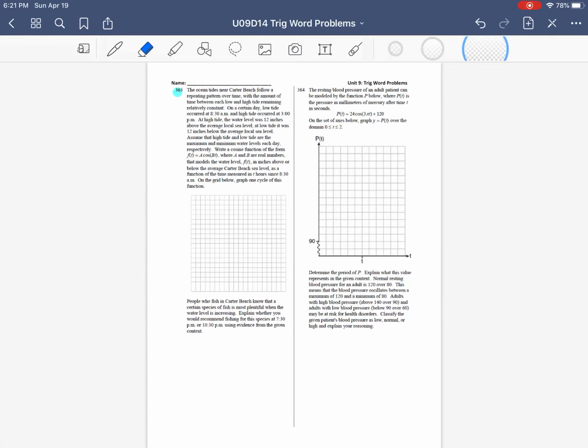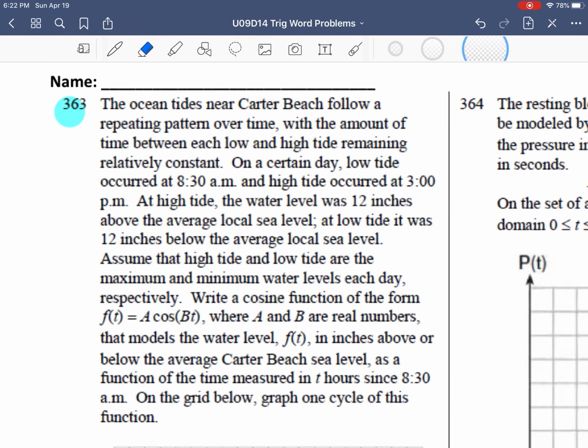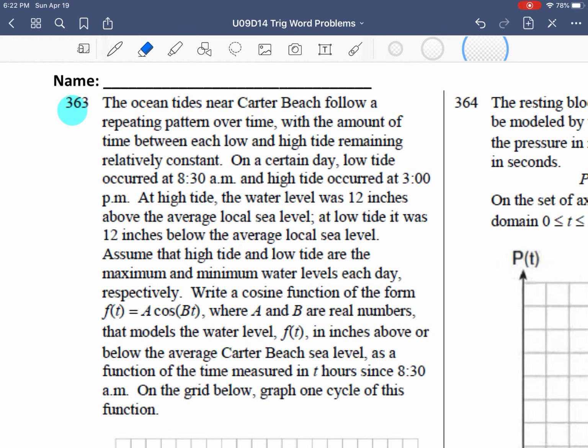Okay, we're on to page 3 of our assignment. We're going to be taking a look at problem 363. It says the ocean tides near Carter Beach follow a repeating pattern over time. The fact that it's a repeating pattern is what makes it a periodic function. It says with the amount of time between each low and high tide remaining relatively constant.